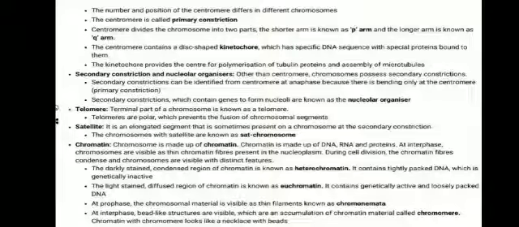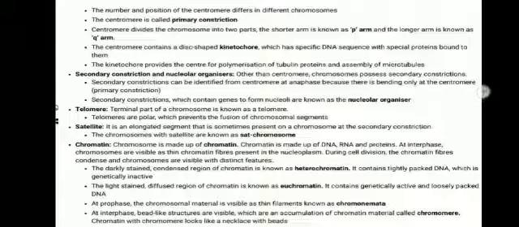The next part is the telomere. The terminal part of a chromosome is known as the telomere. Telomeres are polar, which prevents the fusion of chromosomal segments. And the next part is the satellite. It is an elongated segment that is sometimes present in chromosomes at the secondary constrictions. Chromosomes with satellites are known as SAT chromosomes.